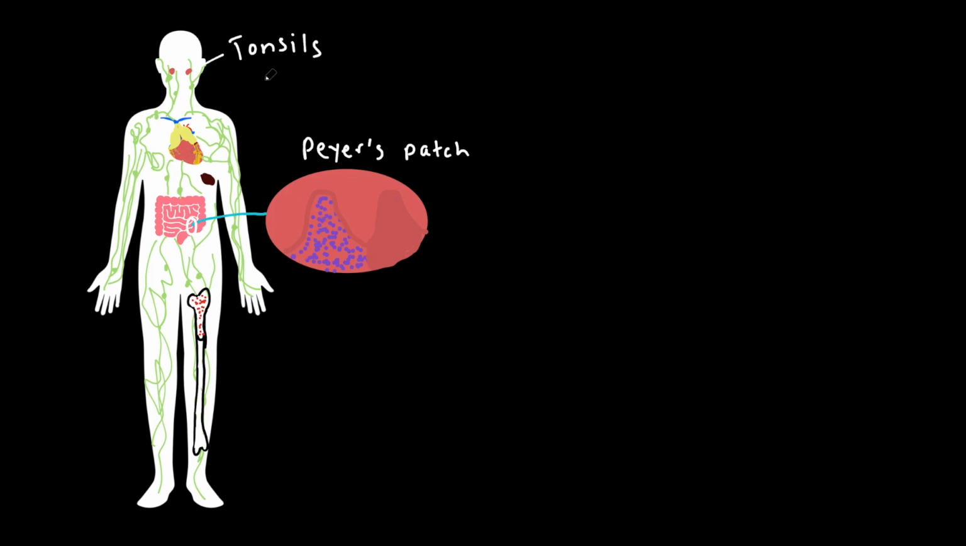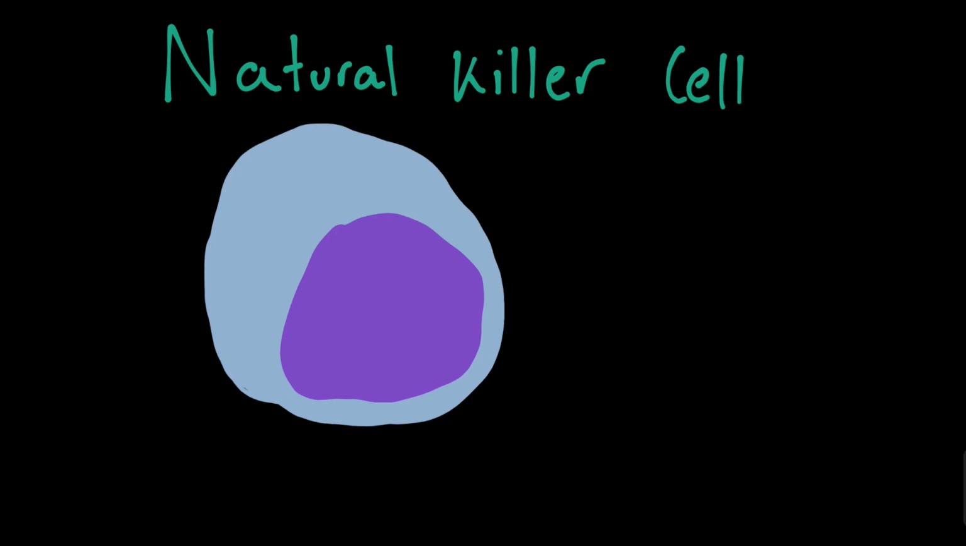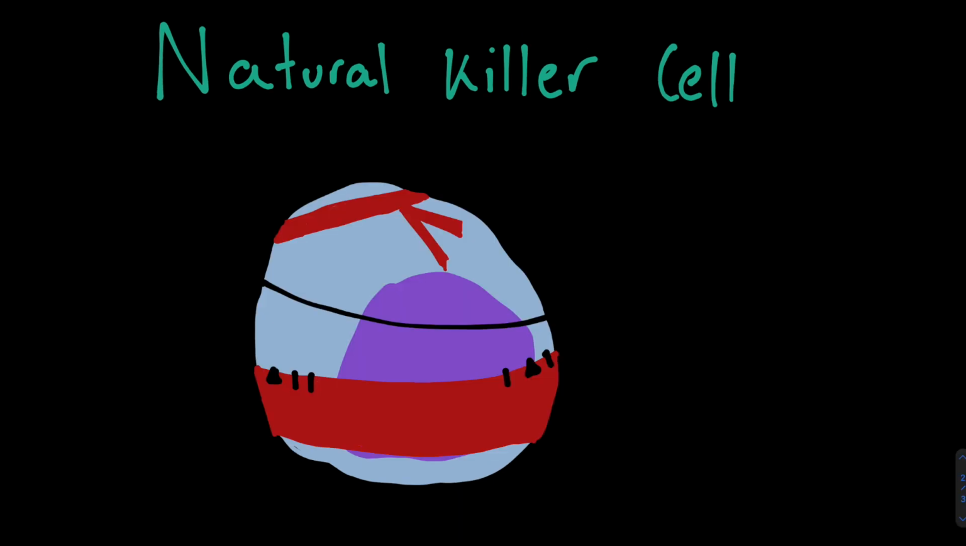Our tonsils, for example, prevent pathogens from spreading throughout our body. Within the lymphatic tissue, there are 6 different types of lymphatic cells. The first type of lymphatic cells are known as the natural killer cells, or just NK cells for short. These are large lymphocytes that attack and dismantle bacteria, transplanted tissue, and cancerous cells. They are known as natural killer cells for their ability to naturally kill any foreign cell without needing an antigen.